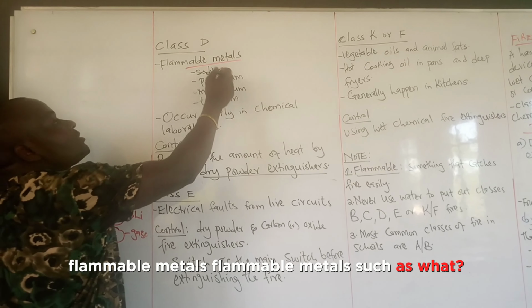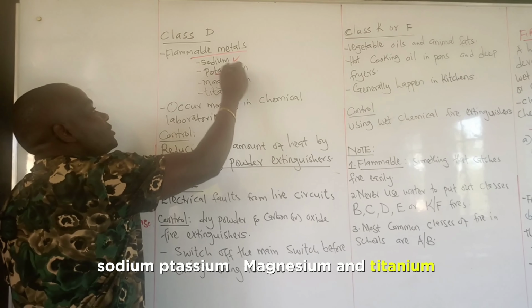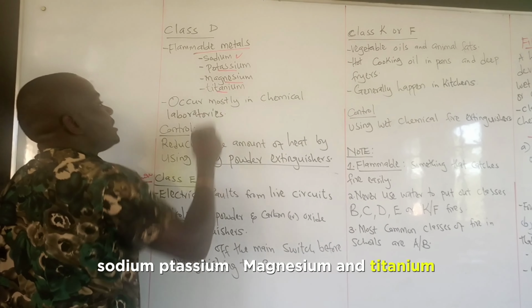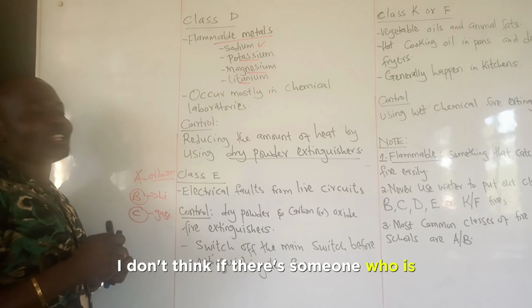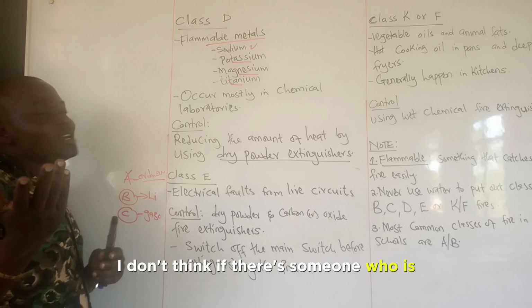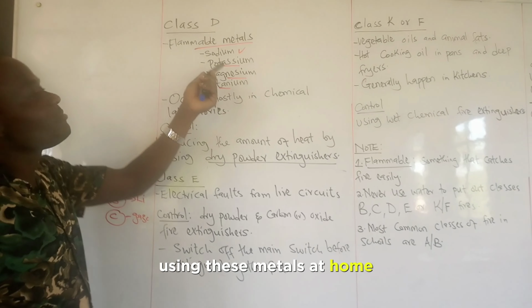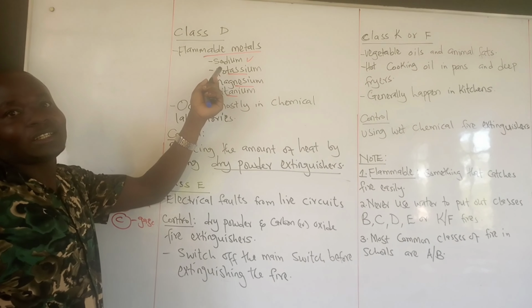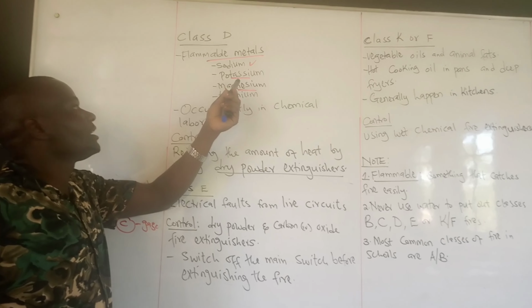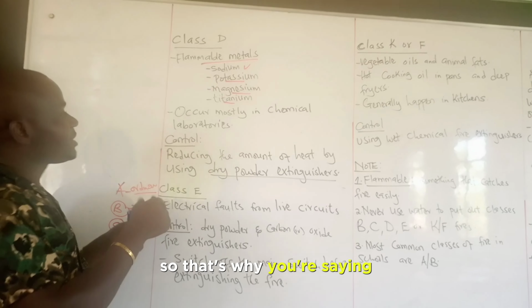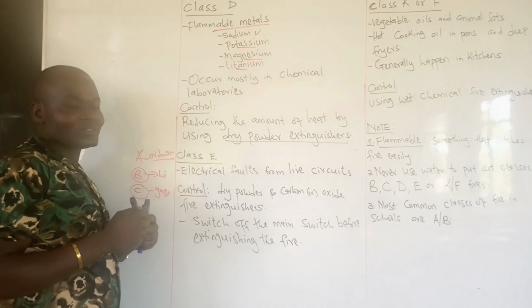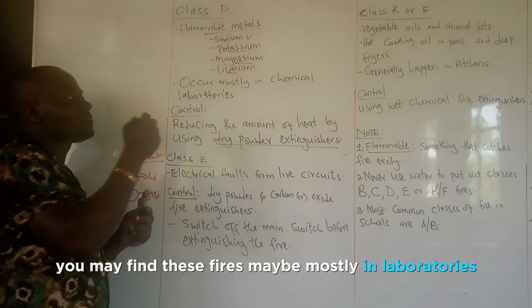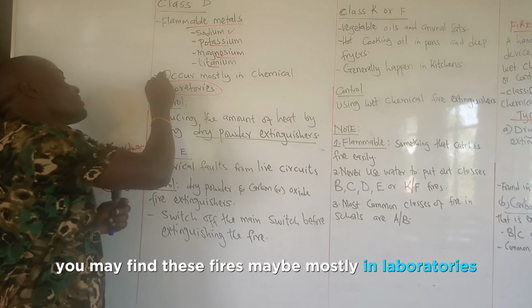Flammable metals such as what? Sodium, potassium, magnesium, and titanium. I don't think there is someone who is using these metals at home. Maybe if you are a mechanic or something. So that's why we are saying this fire is not commonly found at home. You may find these fires mostly in laboratories.